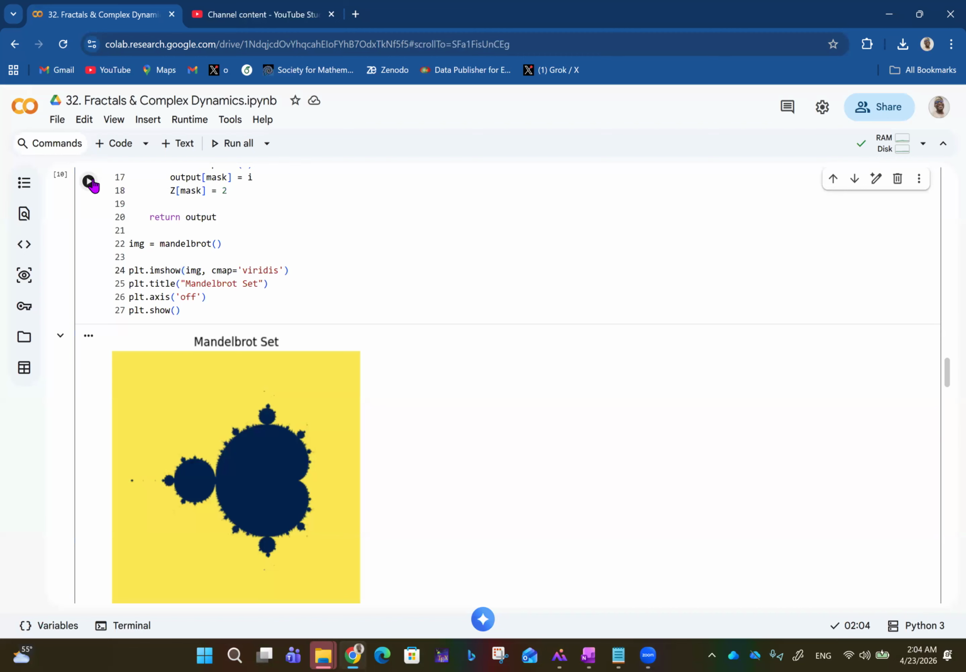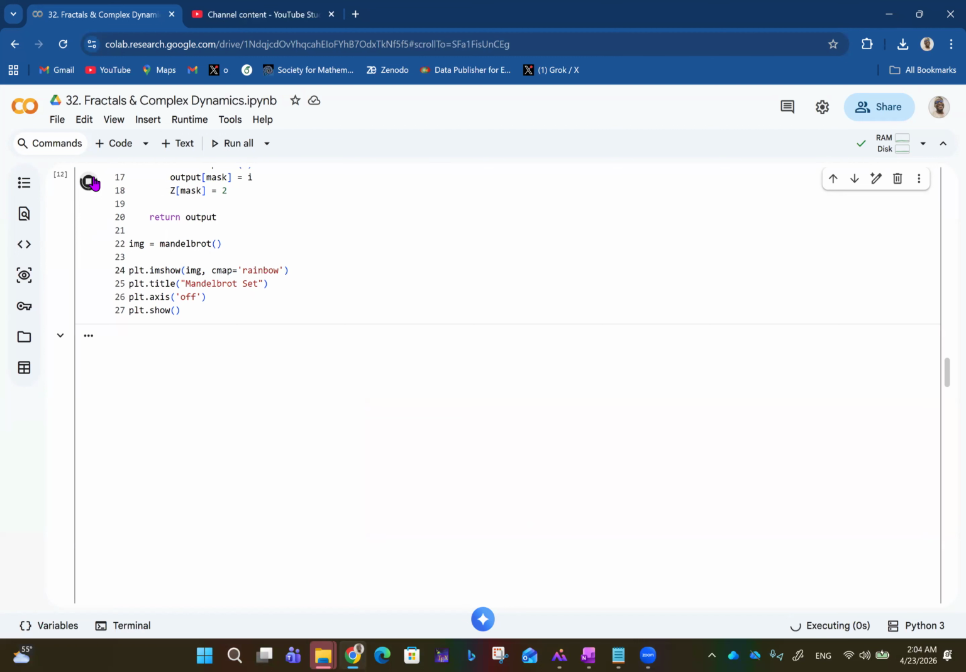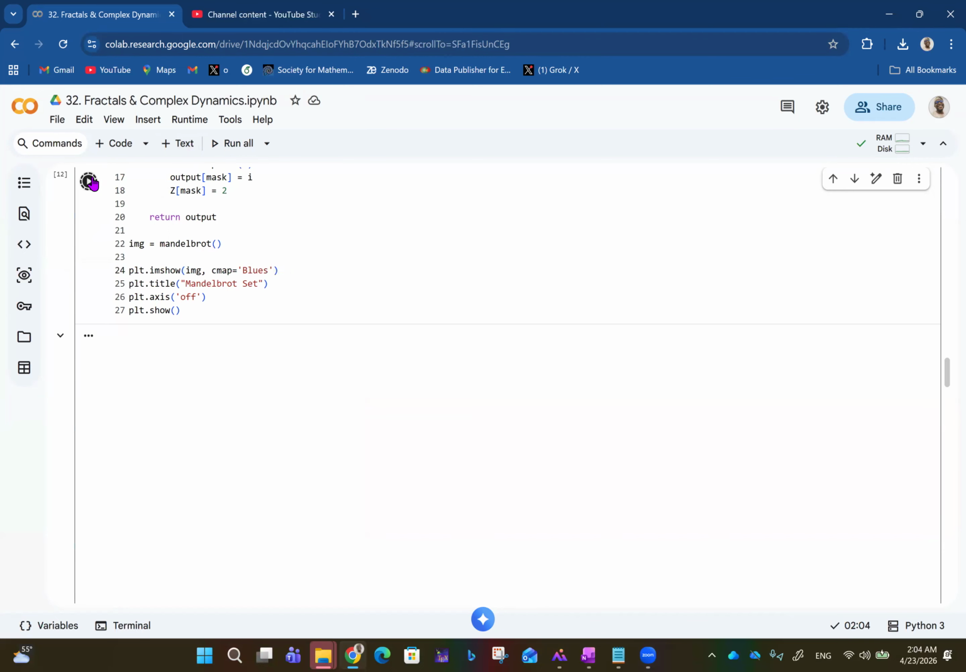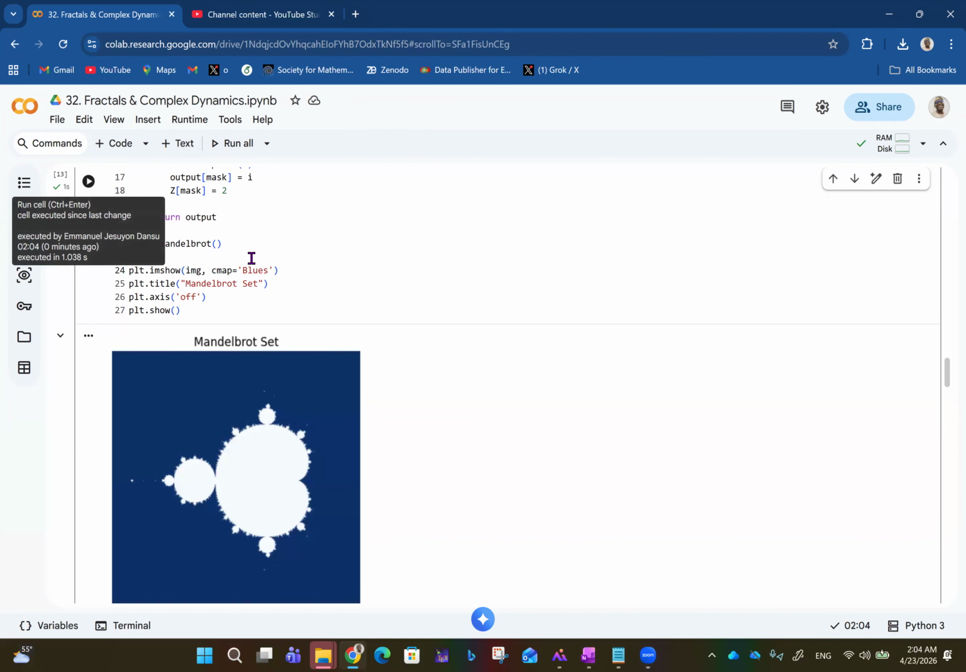Viridis. Yeah, that. Then let me do rainbow. Okay, that's what rainbow gives. Then let me do green. Okay, I did greens already, so let me do blues. Yeah, that's what blues looks like.